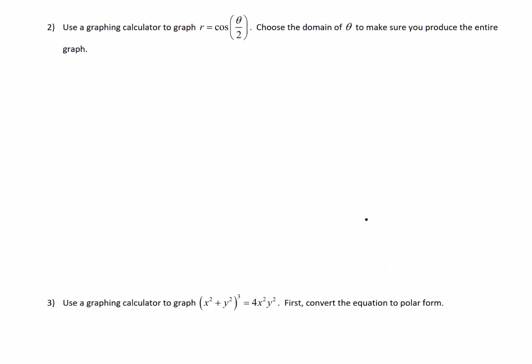Now, let's keep going to get some other examples going. This next one says use a graphing calculator to graph, and then it's given the equation r equals cosine of, in parentheses, theta over 2. And then notice it says more. It says choose the domain of theta to make sure you produce the entire graph. Now, what in the world is that talking about? We're going to explore this a little bit, including an introduction to how a calculator can actually be used here.